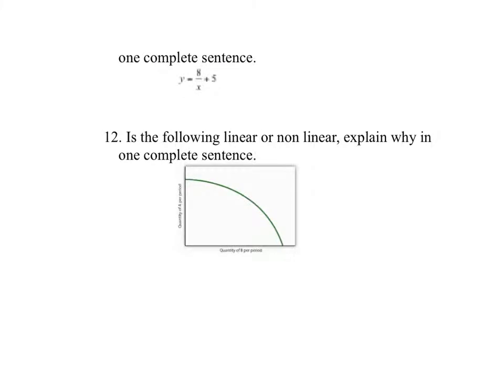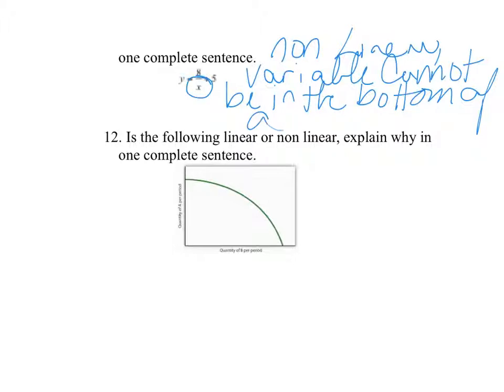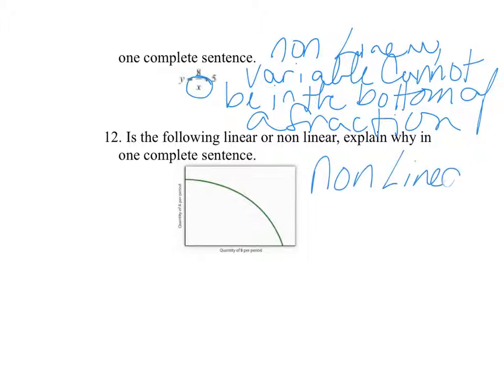Eleven actually ends up going over on the next page, so I only have half the directions on one screen, but I have the equation on the second. Looking at this equation, notice that x down in the denominator. This is nonlinear. Variable cannot be in the bottom of a fraction. And the last one, number 12, again, nonlinear. Why? The graph has a curve.